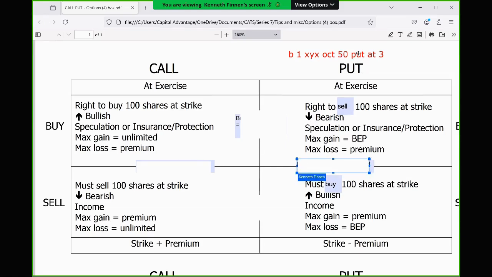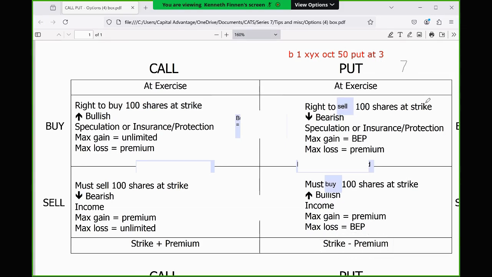What's my break even on this? 53. Hold on. Is it a call or a put? Put. Call up, put down. I'm glad we're doing this. Call up, put down. So it's a put, it's strike minus. What's my break even? 47.